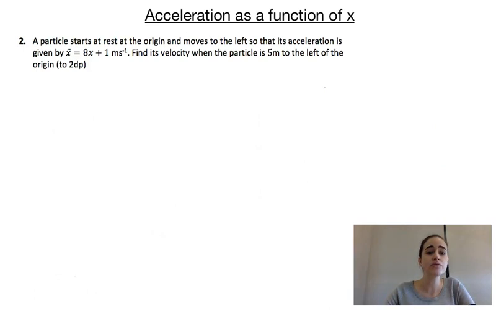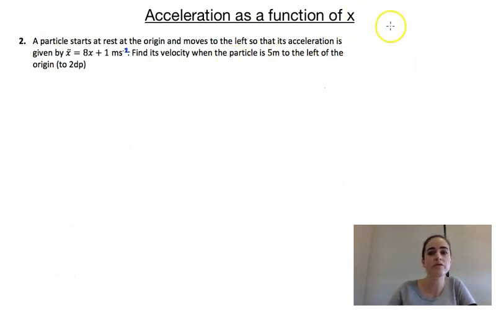Our second example tells us that a particle starts at rest at the origin and moves to the left so that its acceleration is given by 8x plus 1 meters per second. That should be seconds squared there if we were talking about acceleration. Find its velocity when the particle is 5 meters to the left of the origin.